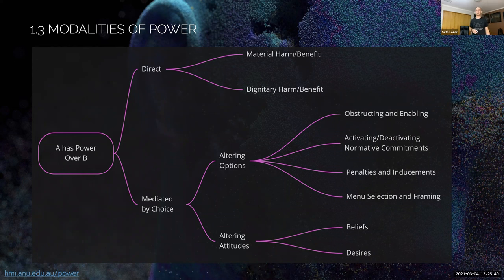So let's start with the direct effects that A can have on B. Here I've drawn a distinction between material and dignitary harms and benefits. The basic idea is that if A could kill B, if A could cause B to lose their job, or get a promotion, these are direct harms and benefits. I wanted to pull apart the material and the dignitary elements of that. It's a fine line to draw, but sometimes the harm to you consists in your life going worse: you lose your job, or you have to pay more for a credit card than you otherwise would, or you're physically injured. These are material harms and benefits. Sometimes though, the harm is more dignitary. It's more about being shown disrespect.